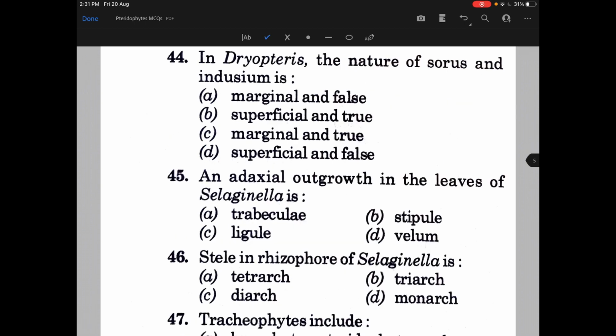In Dryopteris, the nature of sorus and indusium is dash, and the answer is B, that is superficial and true. Next, an adaxial outgrowth in the leaves of Selaginella is dash, and the answer is C, that is ligule. Next, the rhizophore of Selaginella is dash, and the answer is D, that is monarch.